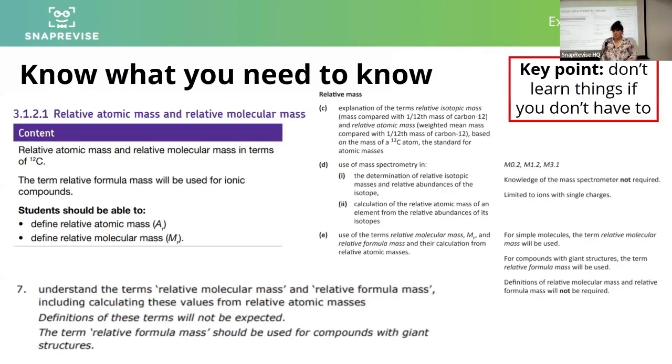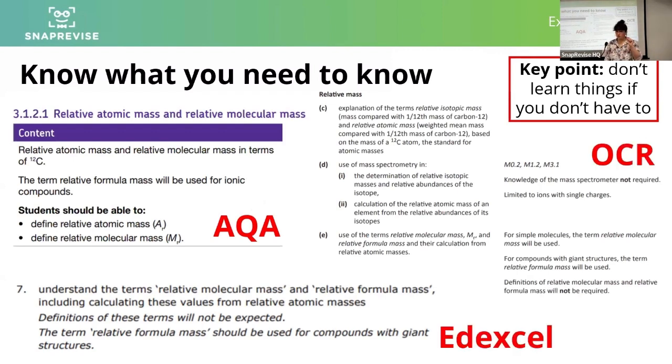Know what you need to know. For example, don't learn things if you don't need to learn it. Different exam boards do expect different things from you. So use your specification to check that you're doing what's required. This is a key example. That's AQA. If you're AQA, you have to be able to define relative atomic mass and define relative molecular mass. If you are EdExcel or OCR, you don't.